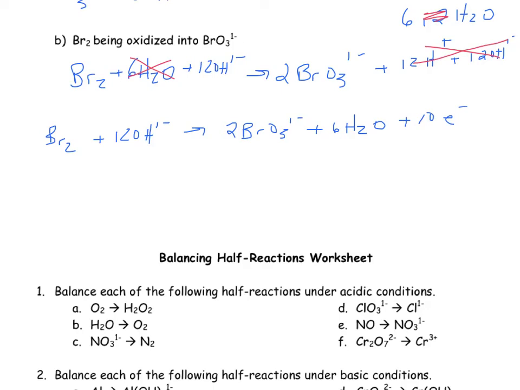Let's make sure everything's balanced. I got 2 Brs and 2 Brs. I have 12 Os. This gives me 6 plus 6 more in my water, so 12 Os. And 24 H's. 6 times 2 gives me 24.